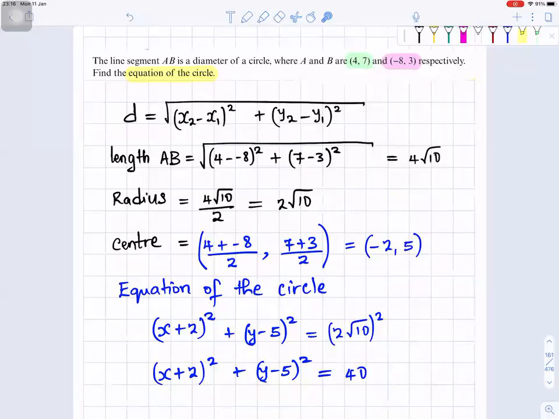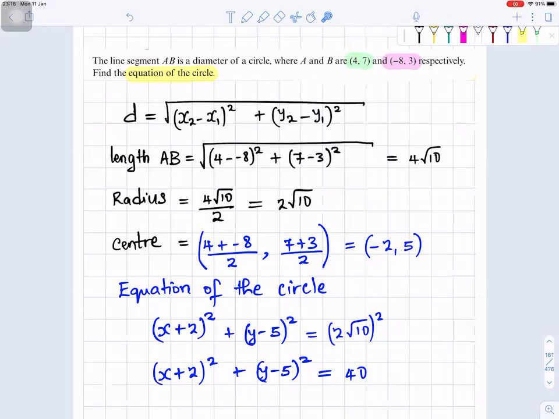So to solve this type of question, you want to find the distance between the two points. The two points are A and B, and you use this formula for the distance between two points. This formula actually comes from Pythagoras' theorem. So the distance between the two points is given by the length of AB.